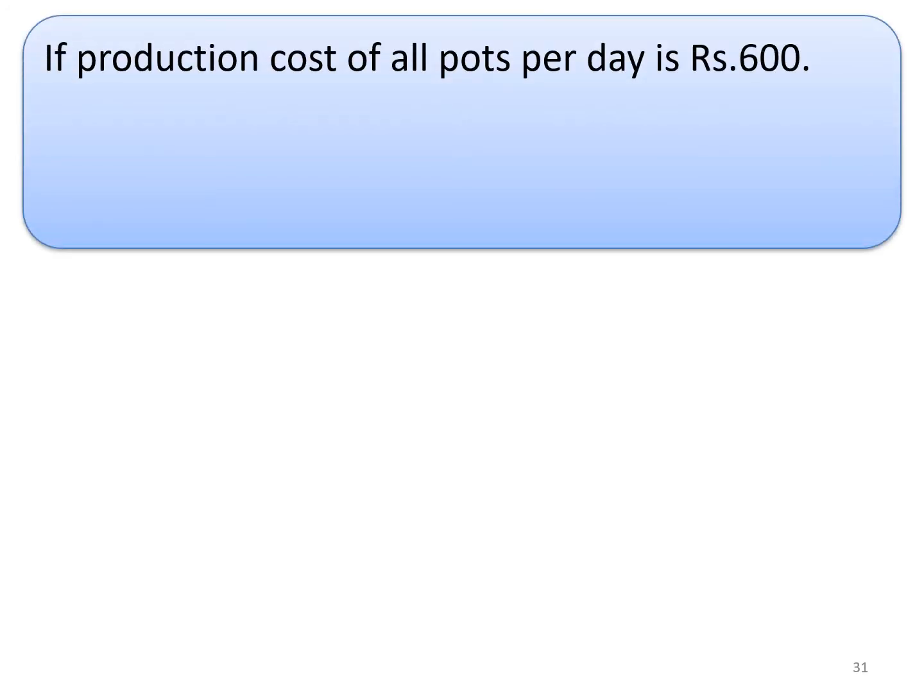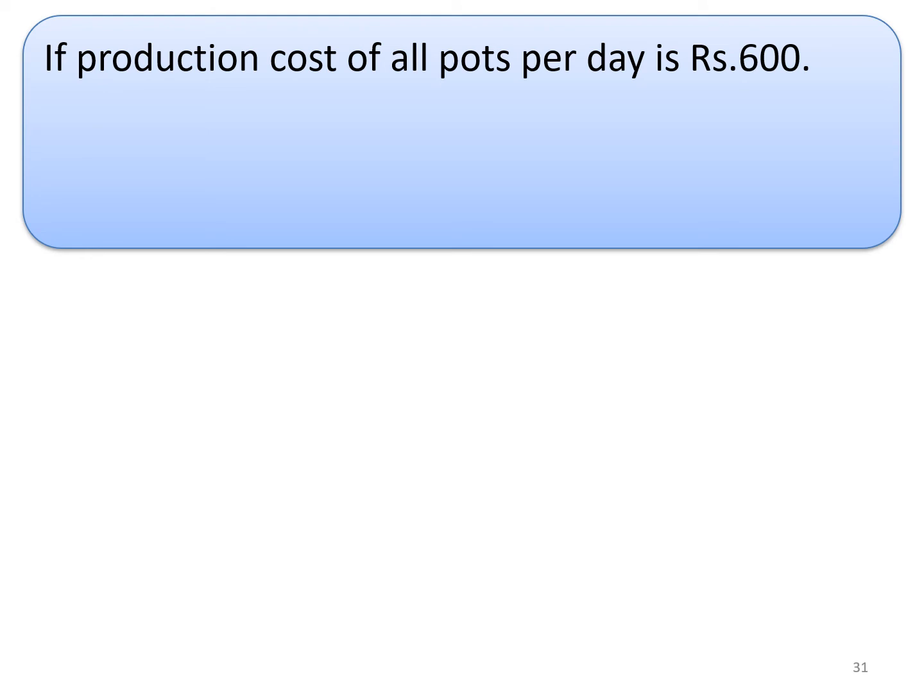Now let's move to the second condition. The second condition states that the production cost of all the pots per day is rupees 600. We already know the production cost of one pot: it is 40 plus 10x. Now they are saying the production cost of all pots. What will be the production cost of one pot?